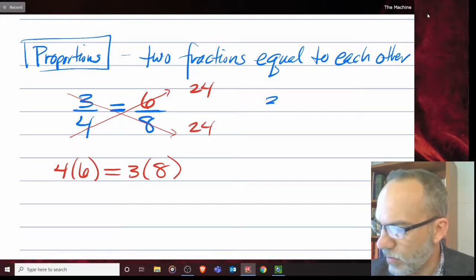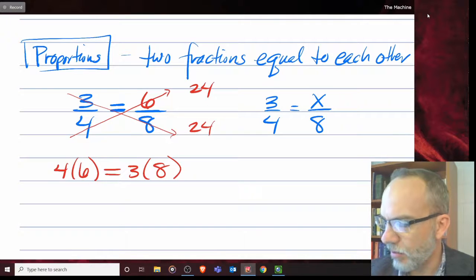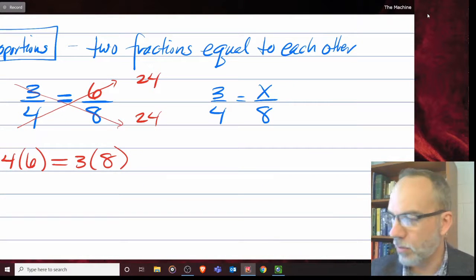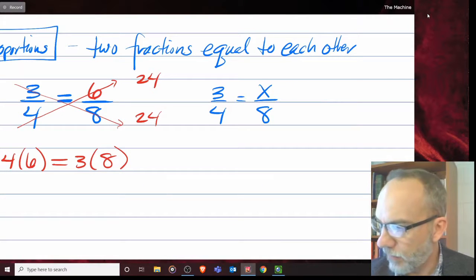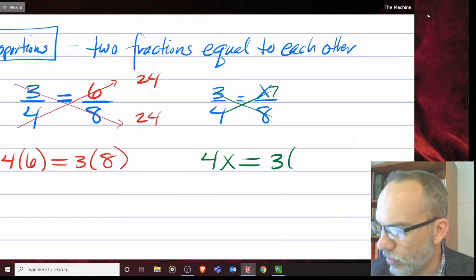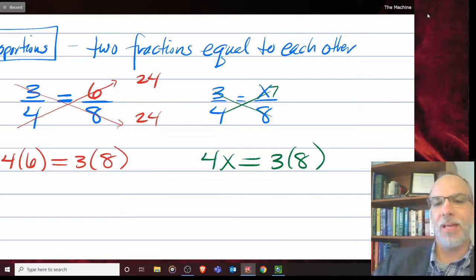Now what happens if I have an unknown? Let's say, what if it was 3/4 is equal to x over 8? Here's what I would do: I would solve this by setting the cross products equal. I would take the 4 times the x, and I would write it as 4x, and then make it equal to 3 times the 8. But I wouldn't even multiply it out. I would just leave it like that.